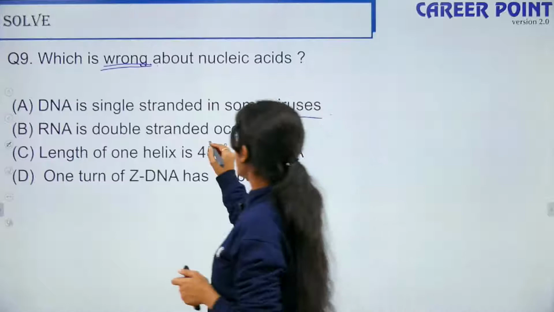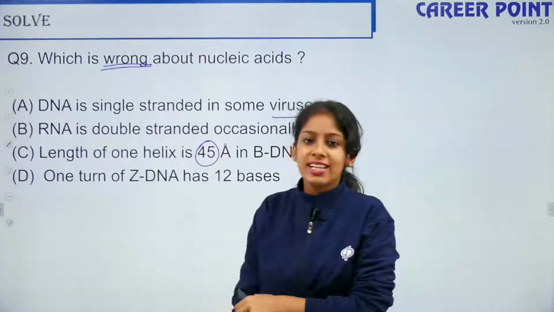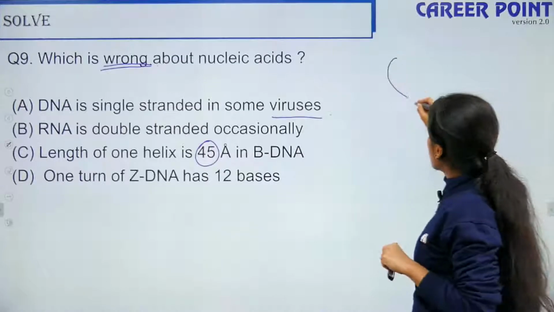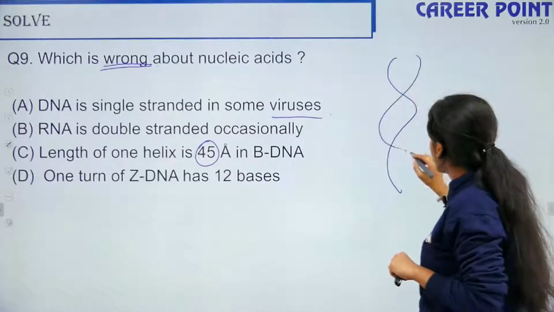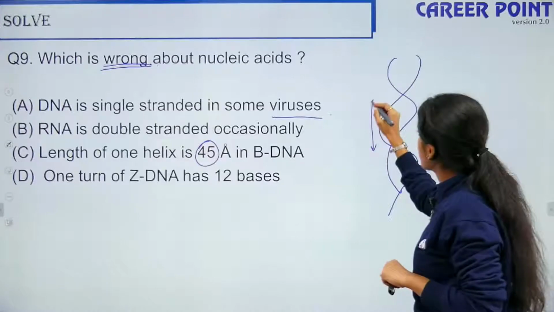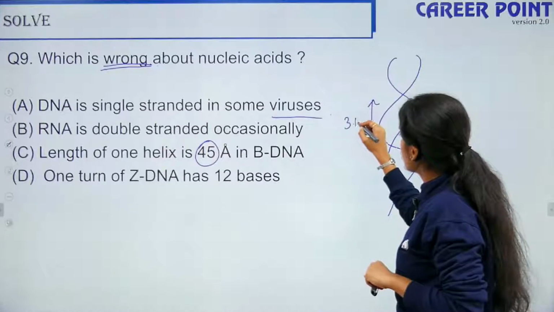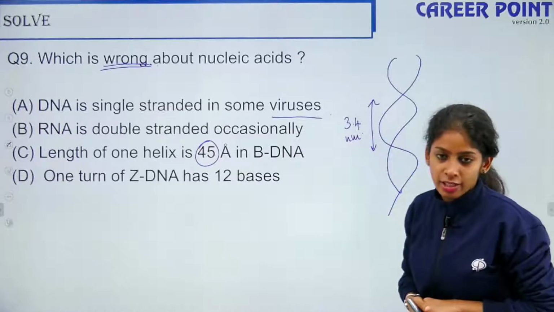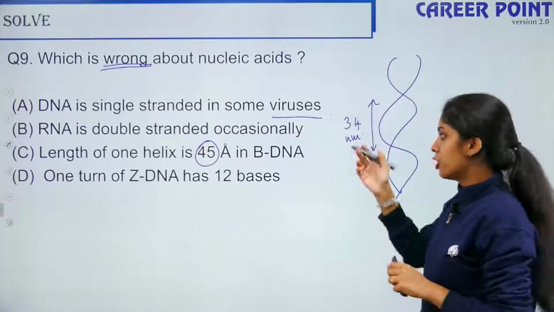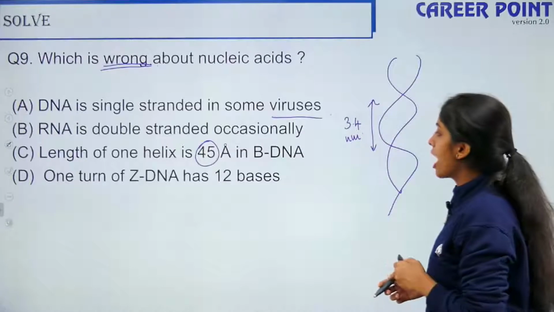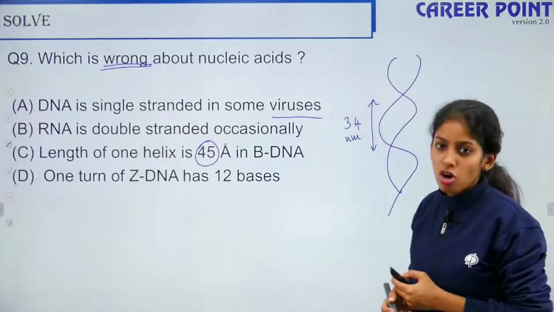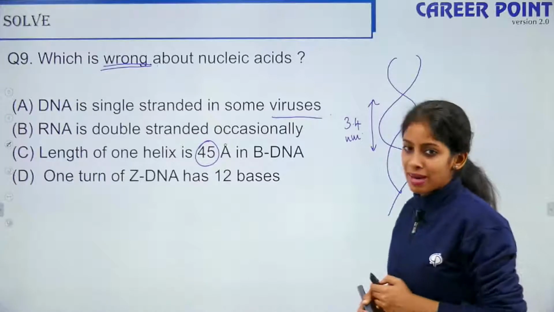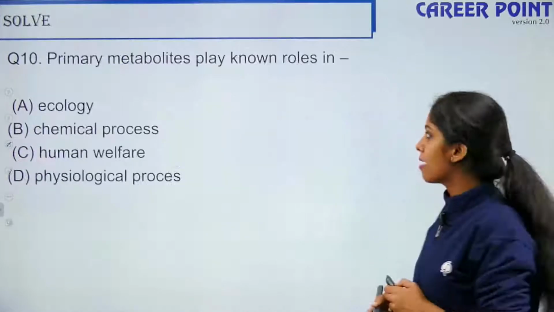Yes, so the length is, what is the length of the helix? So the length of one helix of your DNA. So the pitch is 3.4 nanometer, right? Or 34 Armstrong. So this is wrong. It's not 45 Armstrong. It is 34 Armstrong or 3.4 nanometer. So nanometer is 10 power minus 9. Armstrong is 10 power minus 10.